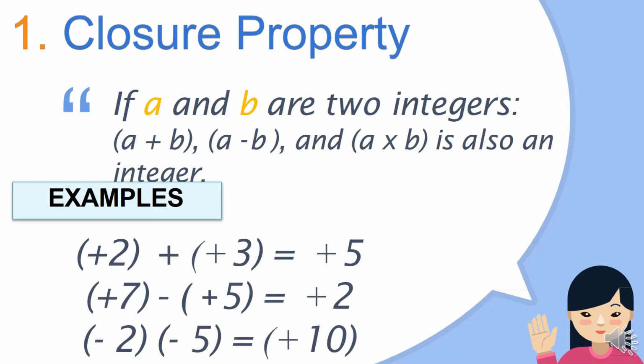As you can see in our example, positive 2 plus positive 3 is positive 5. Therefore, the sum is another integer. Another, positive 7 minus positive 5 is positive 2. Their difference is an integer. Last example, negative 2 times negative 5 is equal to positive 10. Their product is another integer. That's how we can say the property on the operations of integers is closure.